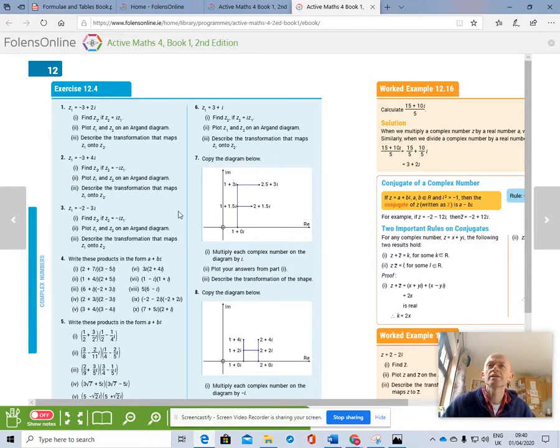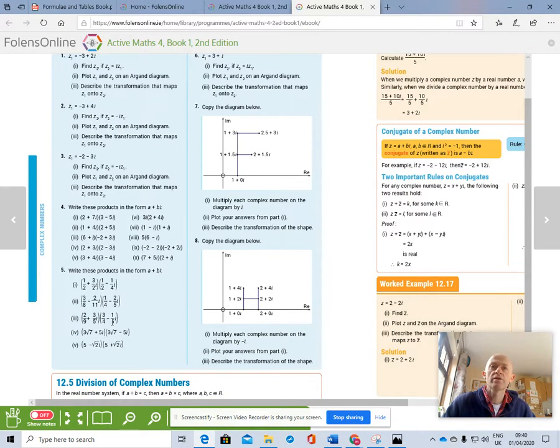Just scoot over here for a second to the exercise. All that happens is the numbers get more and more elaborate as you go through the exercise.